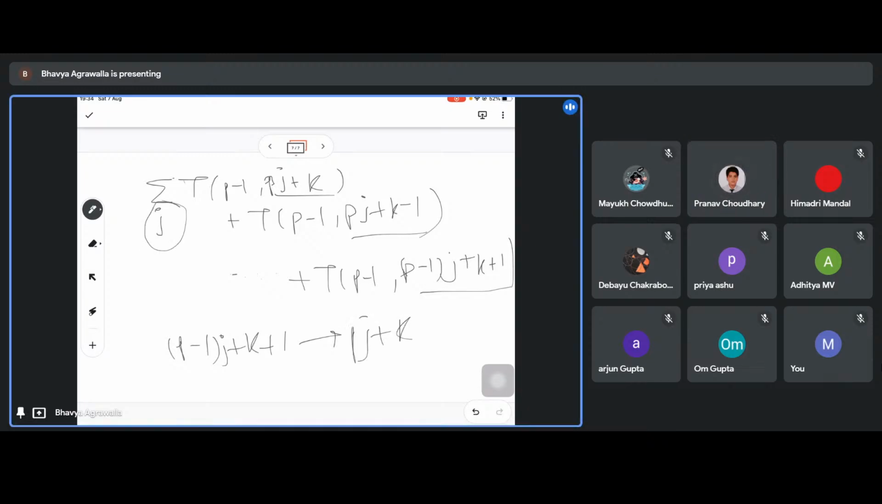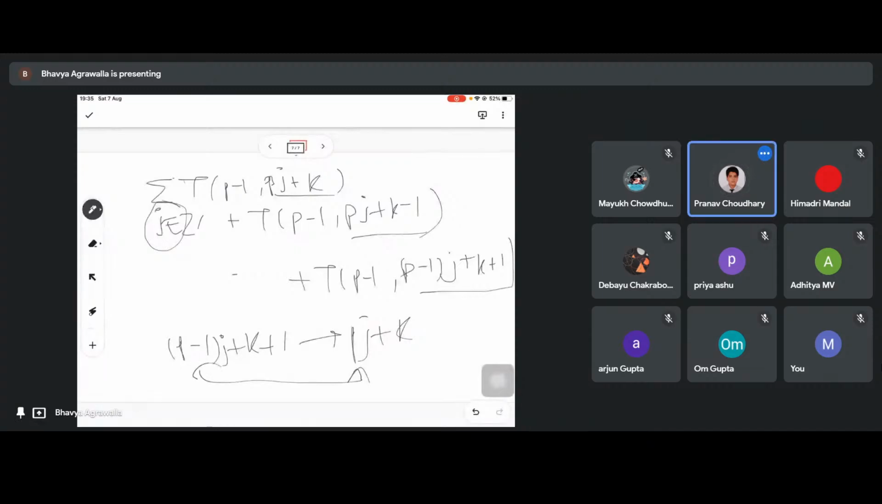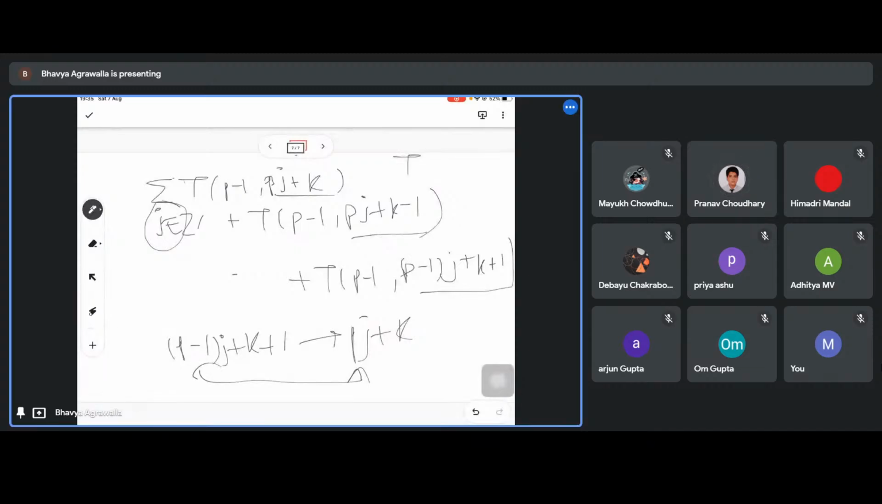Since, for notation convention, we will say that t of n comma minus 1 is 0 and t of n comma minus 2 is 0 and so on. So only a finite number of terms are non-zero in this. j is over all integers. But how does a sum over all integers make sense? So I am declaring these things to be zero. Now t of n comma minus 1 is 0. So only a finite number of terms will be non-zero in this sum. This is basically for notational convenience.